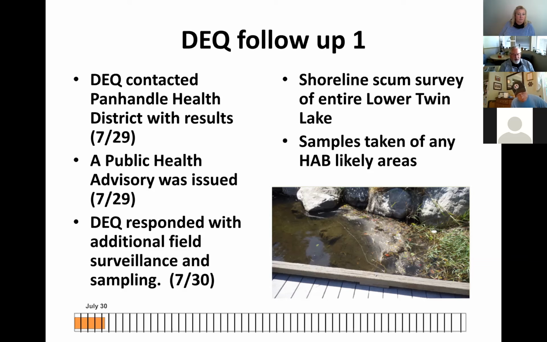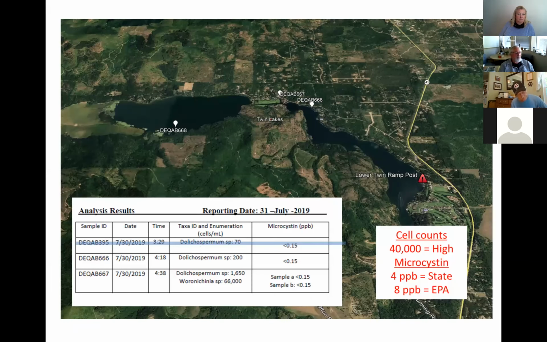On the 30th, we took samples as well. What we observed there is we didn't observe any scum on the lower lake. We expected to find some because that's how we've seen most of our lakes behave. The 667 sample was taken again at the boat ramp, and the numbers had greatly decreased since 3 days prior to that. So you can see we're in the 66,000 and Dolichospermum at 1,600. And I think why that's important is you'll see it go back up and down throughout our advisory and everything.